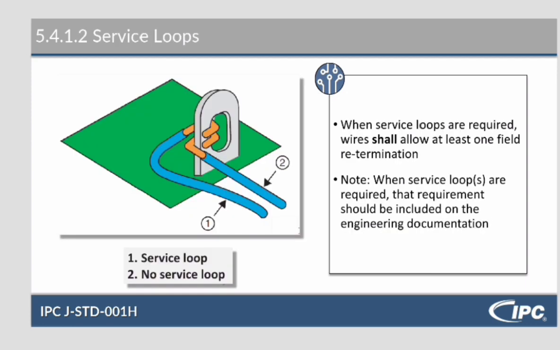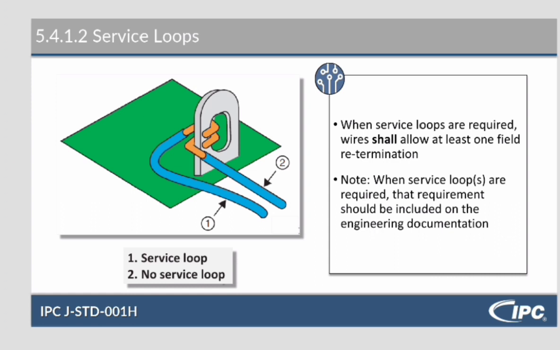When service loops are required, so we're on section 5.4.1.2, service loops. When service loops are required, that's your main keyword there, wires shall allow for at least one field retermination. That requirement should be included on engineering documentation. So wire number 1 here has a service loop. See how it's looser, a little more lax, it has more room. So if this does need to be reterminated in the field, it can be cut, trimmed, and reterminated without losing any slack in the wire.